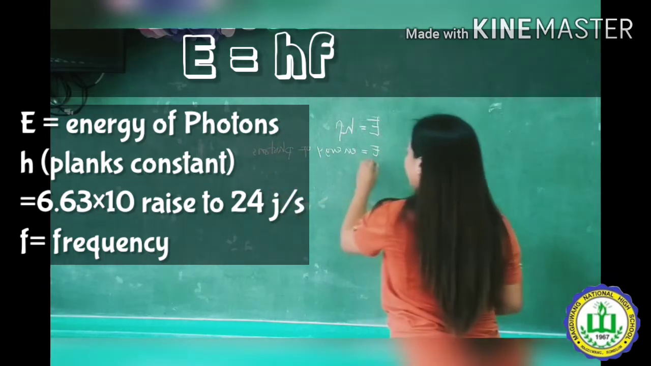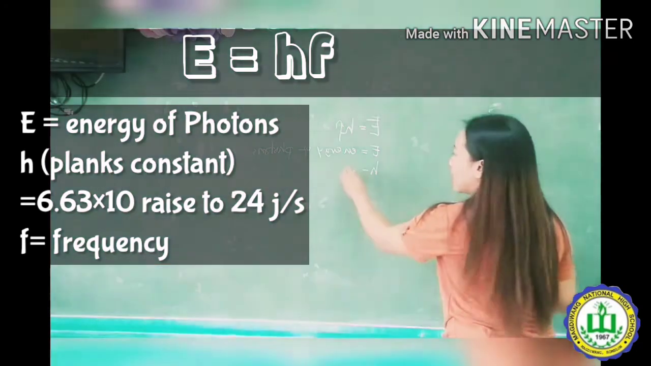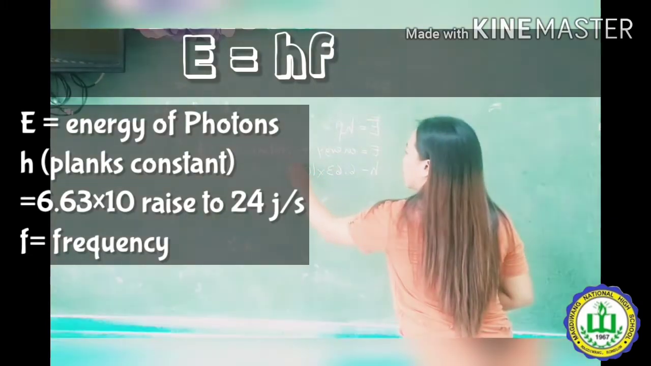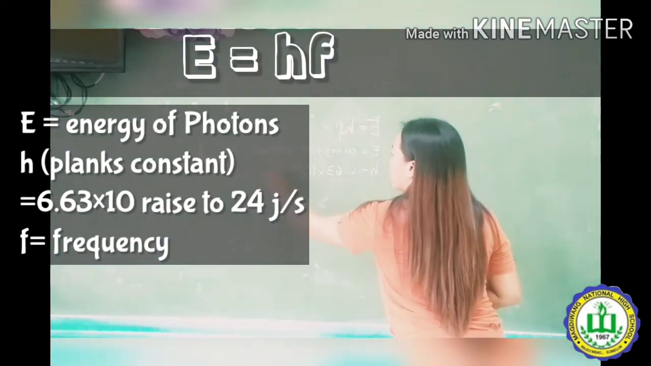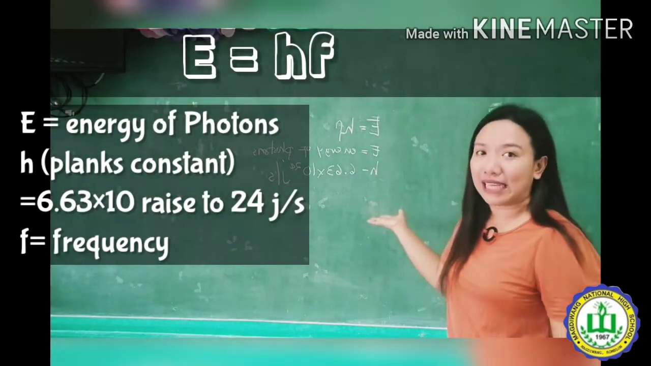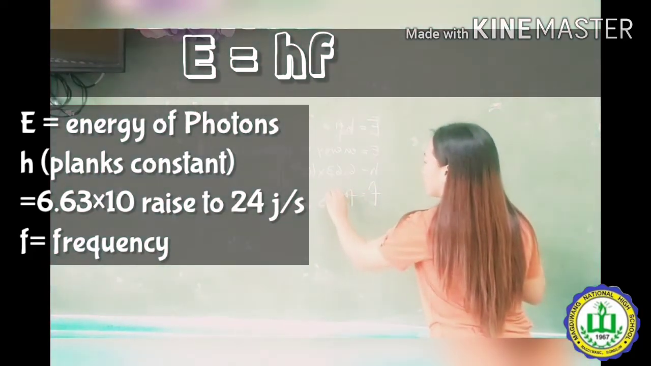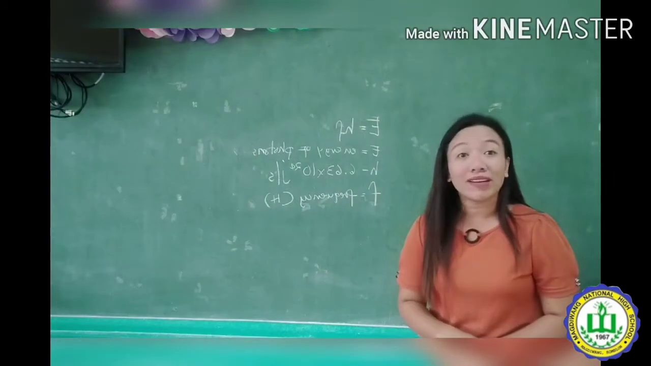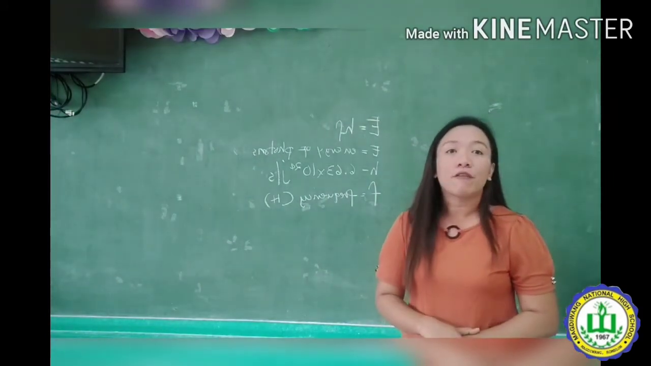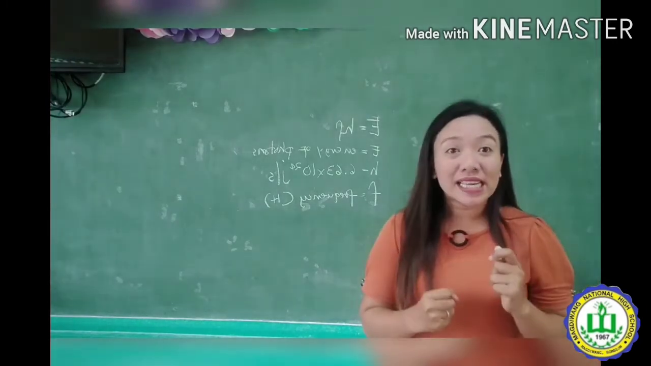H is the Planck constant. That is equal to 6.63 times 10 raised to 24 joules per second. So, ito yung constant, the Planck constant. And while F is the frequency, the electromagnetic radiation is more energetic with a higher frequency. So, ibig sabihin, yung mga matataas ang frequency, mas sila ang energetic.